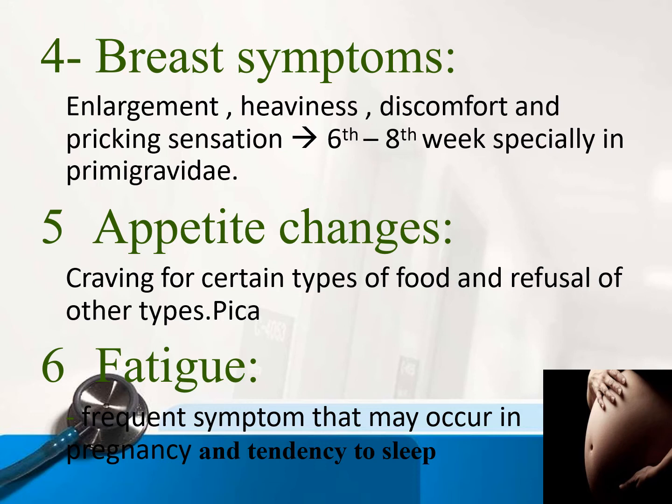Next is appetite changes. The lady will be craving certain types of food and refusing certain other types of food. Sometimes it may be due to the nausea and vomiting. If she is craving excessively for a certain type of food, that is known as craving, and if that craving is for unnatural substances, such as chalk, mud or stones, that is known as pica.